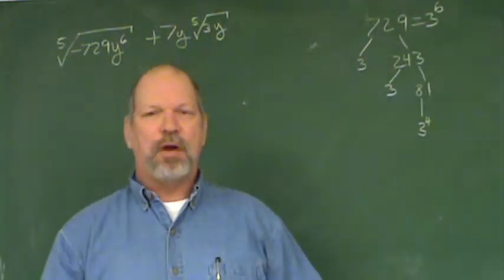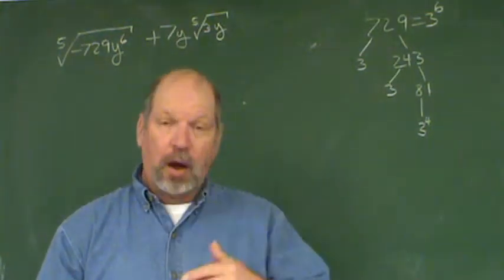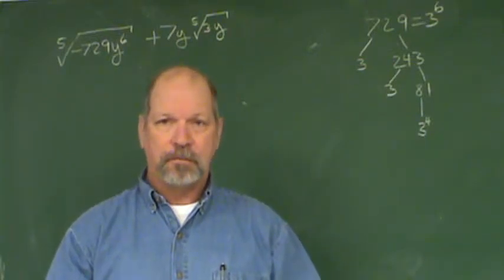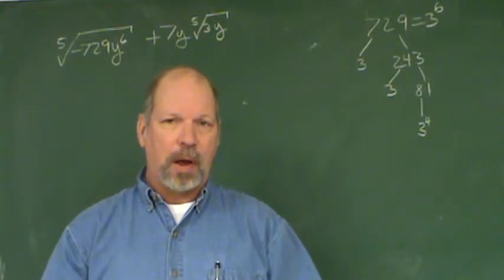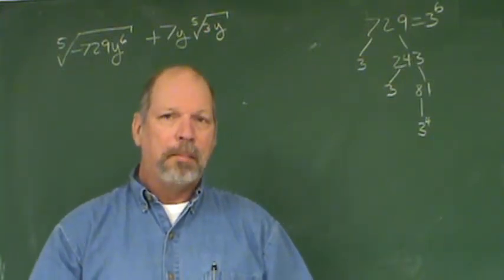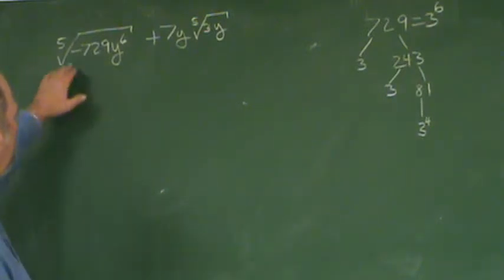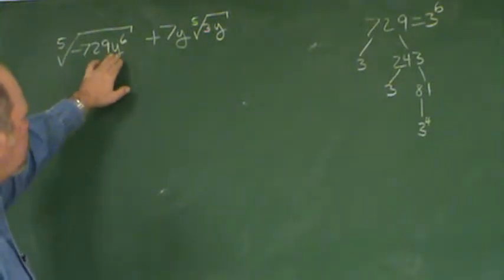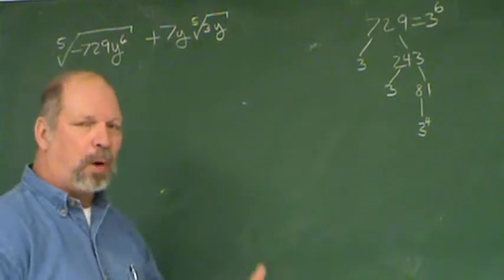Hi, in this video we're going to talk about simplification of radical expressions, and also we're going to bring in some addition and subtraction of radical expressions. Now, I've talked about in a previous video how to simplify a radical. We're going to go over it yet again, but for this particular problem, what we have is the fifth root of negative 729 y to the 6th plus 7y times the fifth root of 3y.